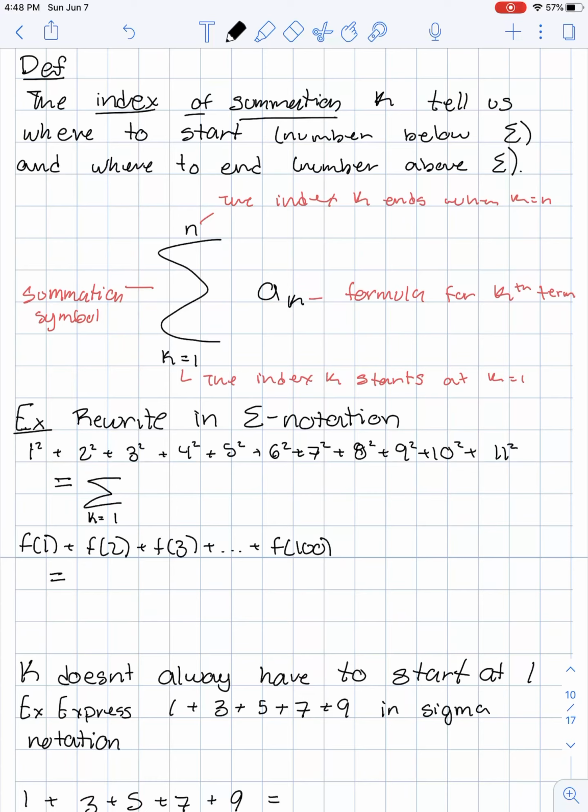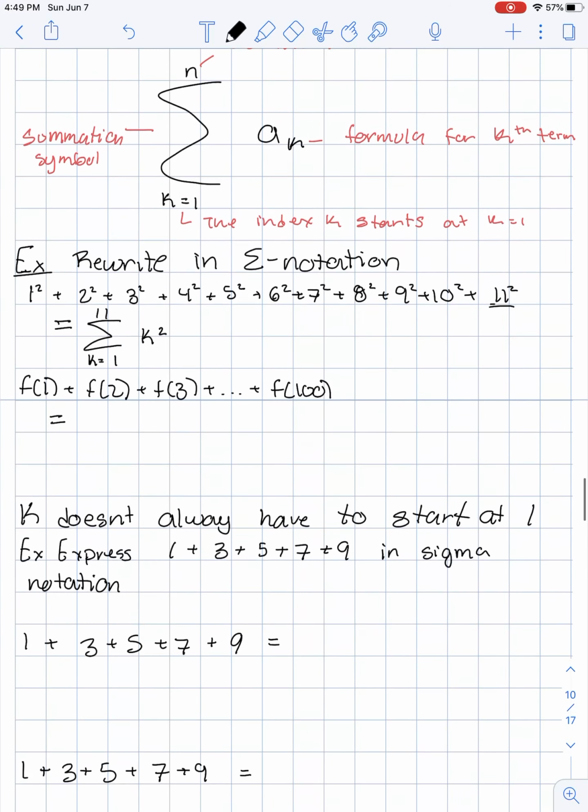They make their formula, then they choose what k is, and then they pick the last number, the top number. If I'm choosing k equals 1, I see that every term is just squared, and it's every next integer. So I don't need to change it. I'm just going to call this k squared. And I go up 1, 2, 3, and so on, to 11. So that means this top number is going to be 11.